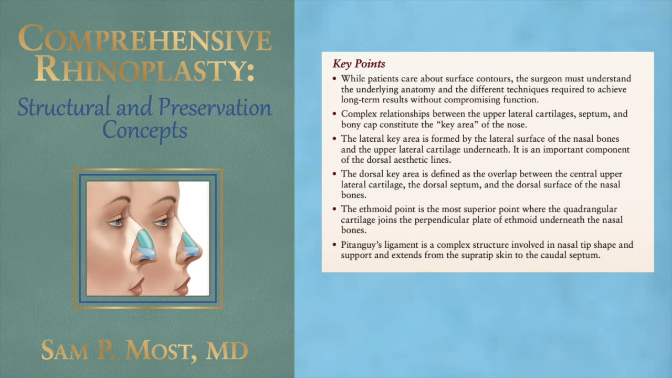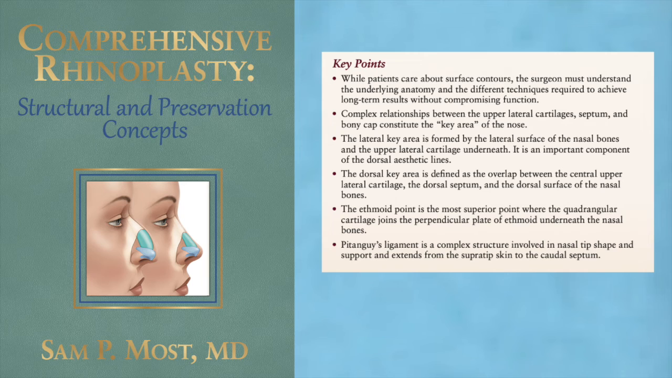So the key points of this chapter were that while patients care about surface contours, the surgeons must understand the underlying anatomy. There are very complex relationships between all the cartilages and the bones. And the lateral key area is important, particularly in considering dorsal hump reduction techniques. And the dorsal key area is where the upper lateral cartilages and the nasal bones overlap.